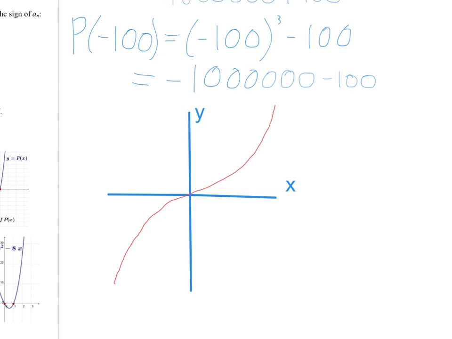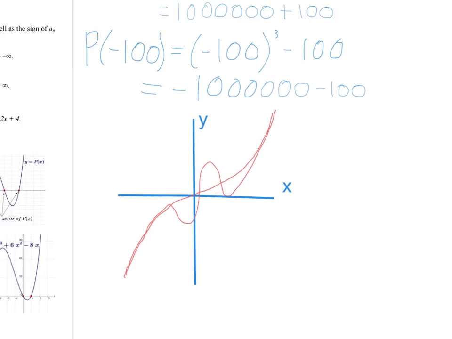Now, of course, there could be all kinds of other things that might happen in between. We could start over here, go up, and all kinds of other things might happen in the meantime. But if that leading term is x cubed, then we're going to start at the bottom left and we're going to end at the top right. And that's what I mean by end behavior.